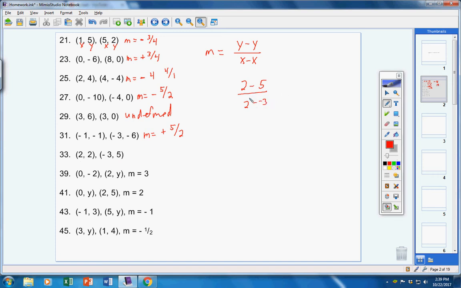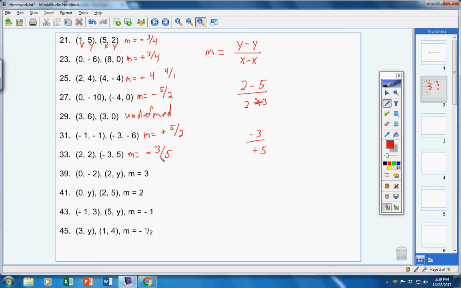Now, 2 minus 5 is -3. 2 minus -3 is positive 3. So positive 2, positive 3 is positive 5. So, a negative over a positive is negative, and 3/5 is 3/5. And that is the slope.